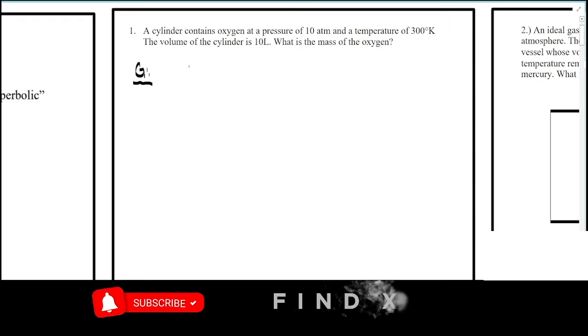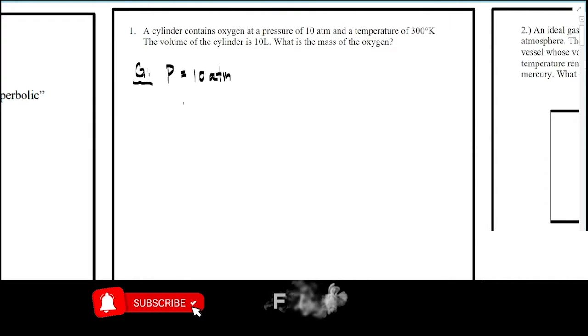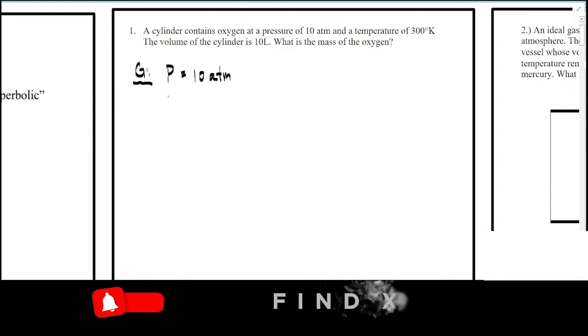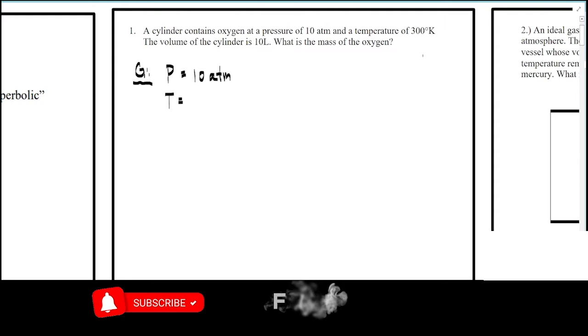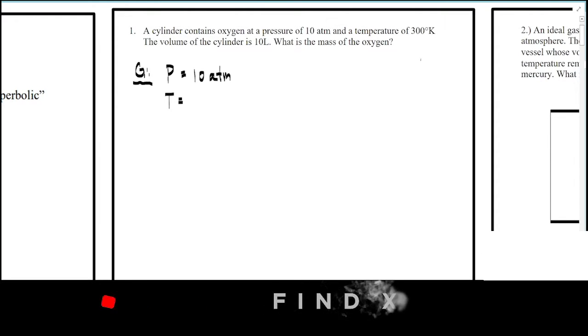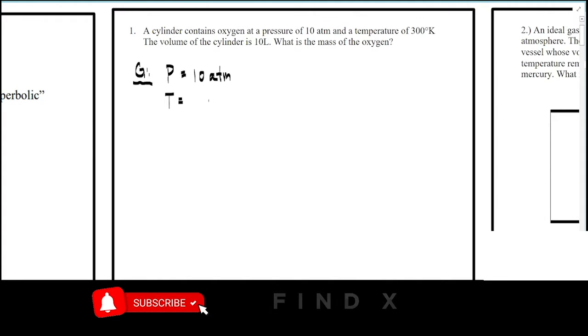So first off, we have the pressure. The pressure is 10 atmosphere. Then we have the next one, which is the temperature, given as 300 Kelvin. Remember that it is already in Kelvin, an absolute temperature, so you don't have to do any conversion with this one. The unit of Kelvin is already good. And the next one is the volume, of course. The volume is 10 liters.